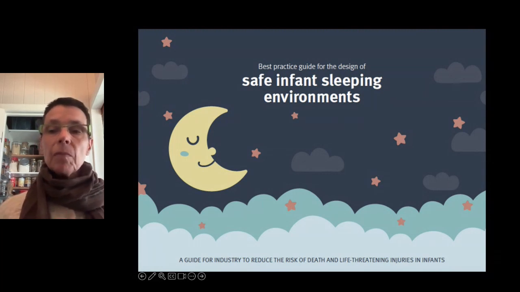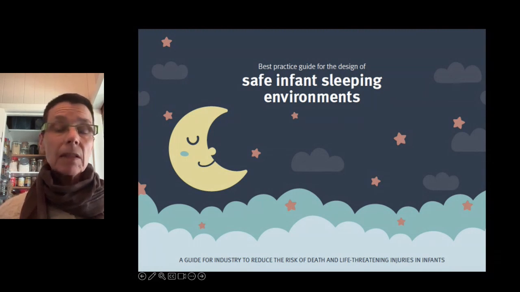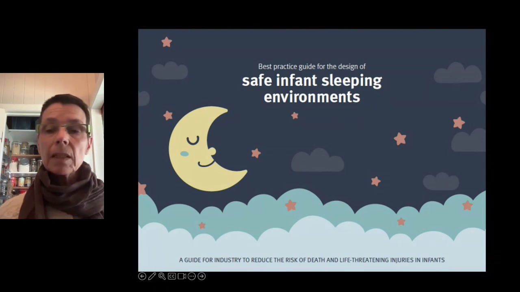There are a myriad of products for sleeping, settling, soothing, and transport of infants, and infants sleep sometimes for a prolonged period of time in all of them. And this is a global market, and yet regulatory approaches vary between jurisdictions. So KidSafe Queensland, in collaboration with a range of other health industry and research partners, developed what we call a best practice guide for the design of safe infant sleep environments.